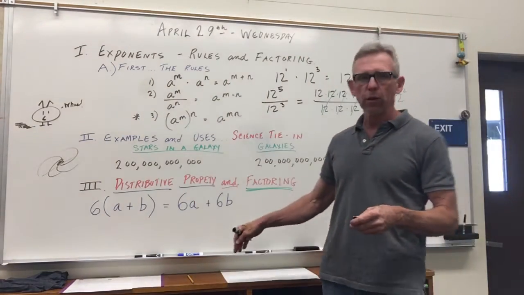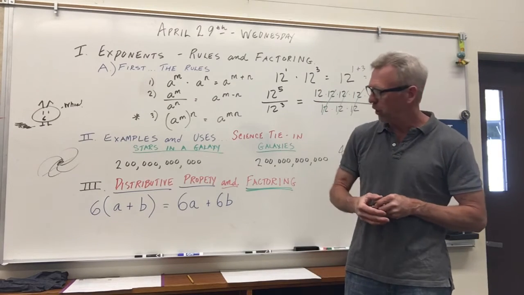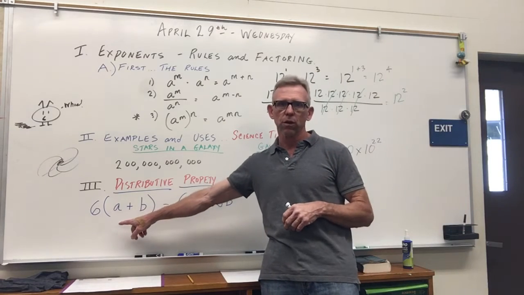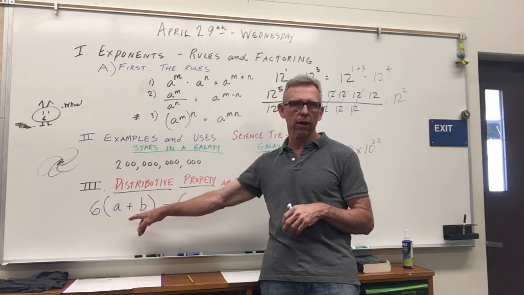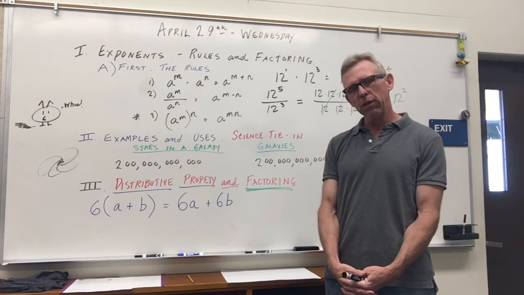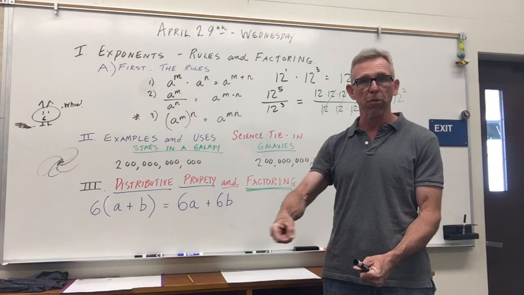Last little thing that we're getting here, remember the distributive property. We talked about the distributive property already several times. It looks a little bit like this. If you have 6 multiplied by the quantity a plus b, I think the example I gave in class, if you think about the distributive property, is distributing something.